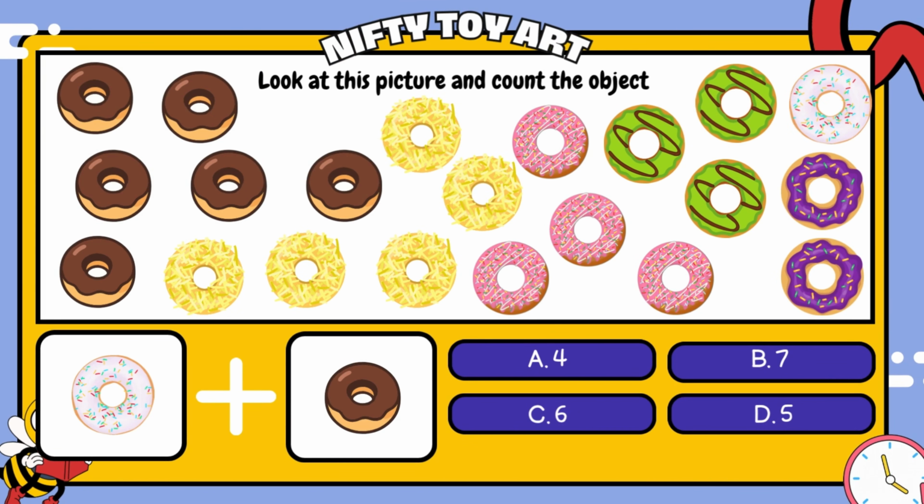I want to take all the vanilla donut plus the chocolate donut. So, what is the total number of donuts? That's right, 11 donuts.